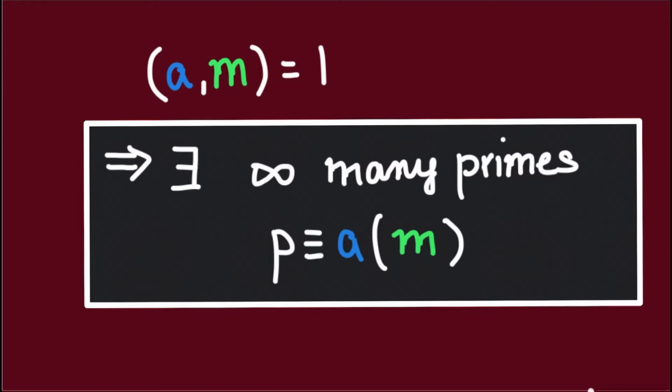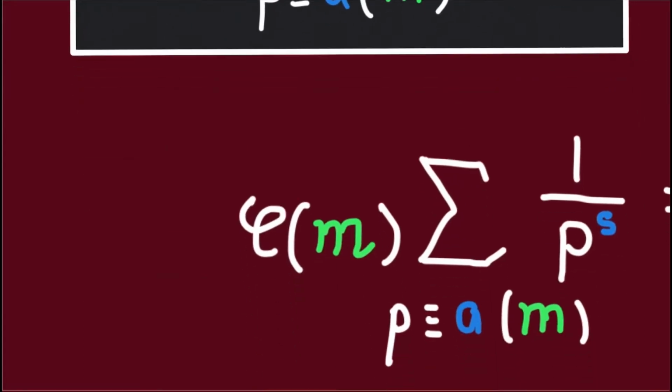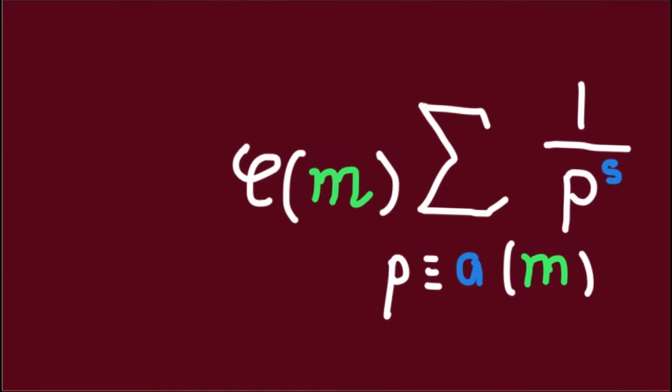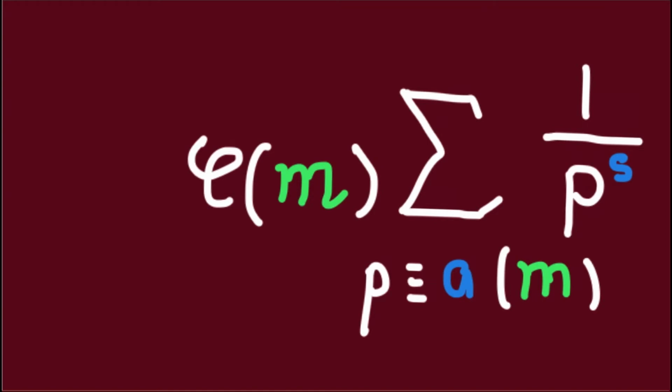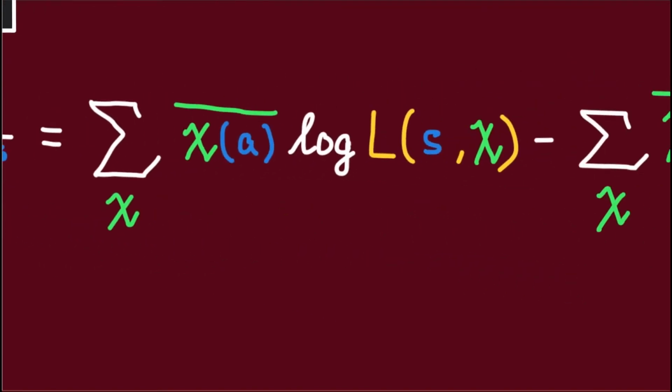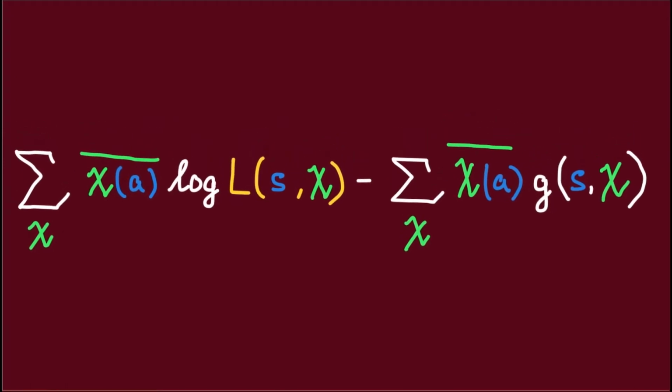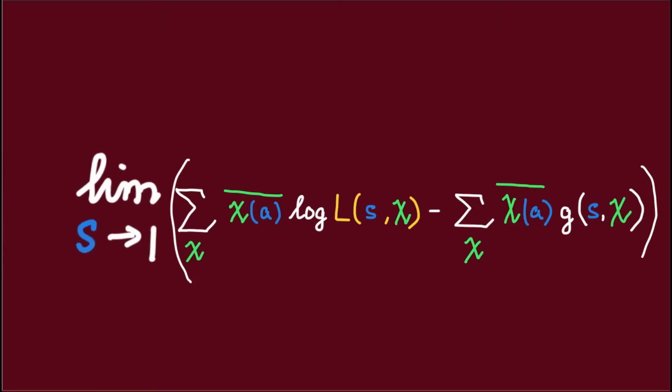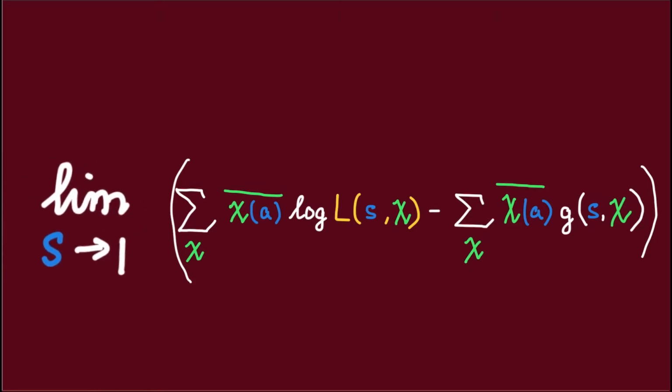Observe that to show that there are infinitely many primes congruent to a modulo m, it suffices to show that for some s, this left-hand side here is unbounded, because then this sum here cannot have finitely many terms. Therefore, it suffices for us to prove that the right-hand side here is unbounded for some s. Thus, it suffices for us to show that the limit as s goes to 1 of this right-hand side here is infinite. Now this term here is going to be bounded as s goes to 1 by construction.